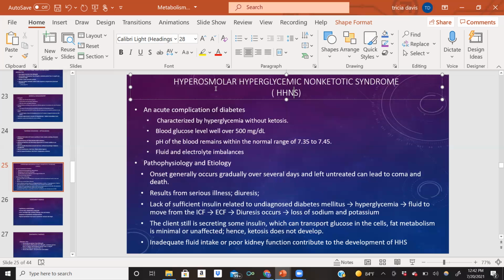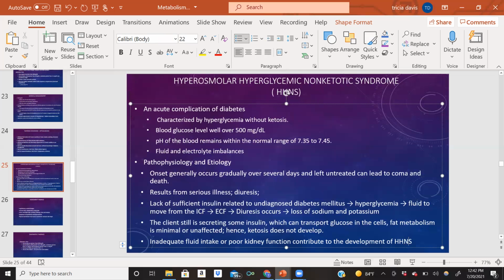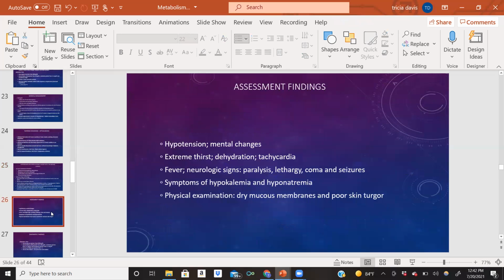Inadequate fluid intake or poor kidney function can also contribute to the development of HHNS. So we want to monitor strict I's and O's on these patients, and we want to be looking at their kidney function. So assessment findings: hypotension. So we might see with that dehydration, that low circulating volume, we might see mental changes, extreme thirst. They're going to be dehydrated. We're going to see a low circulating blood volume, so they're going to have tachycardia because the heart is pumping faster to increase our circulating volume.